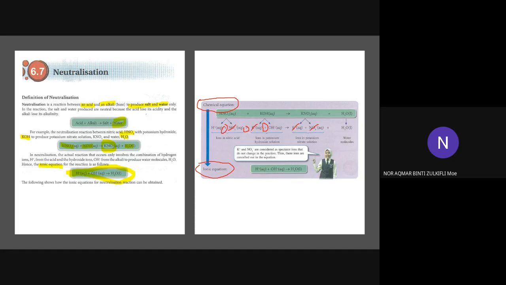Because we want to show that K plus and NO3 minus are considered as spectator ions, which means they do not change in the reaction. We can say that the K plus and NO3 minus do not get involved in the reaction, because we want to write down the ionic equation. So H plus we write down here, OH minus we put here, then the product we put here.